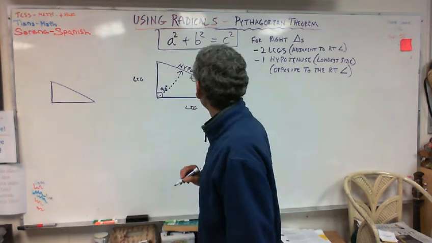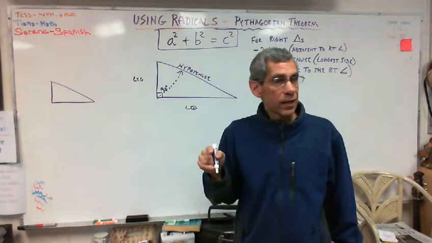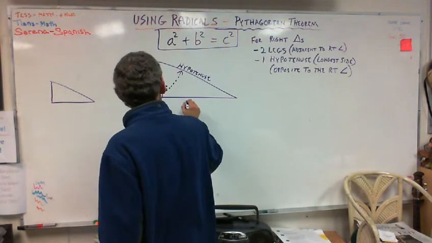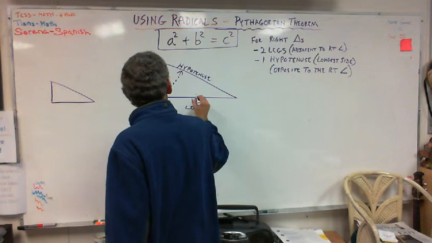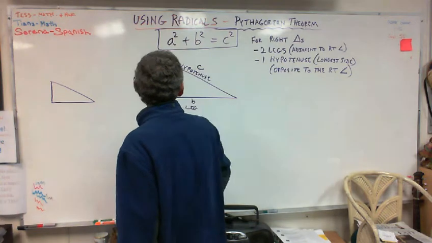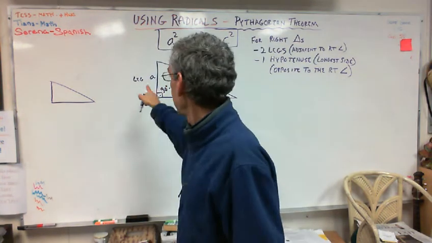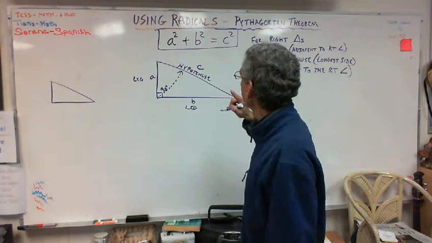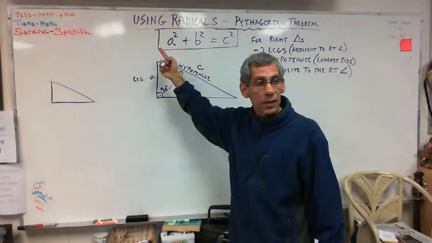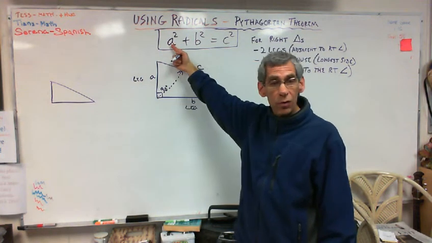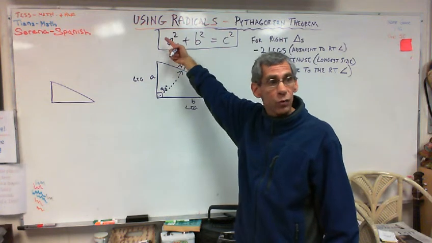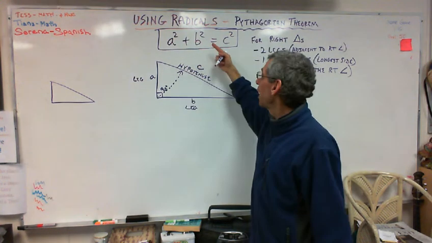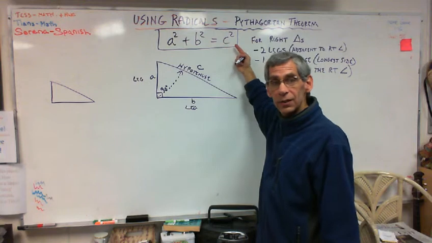So what Pythagoras said is, if A is one of the legs, and B is one of the legs, and C is the hypotenuse. Okay? A, B, and C. What Pythagoras figured out is that A squared, if I multiply A times A, and I add that to B times B, or B squared, that would equal C times C, or C squared.